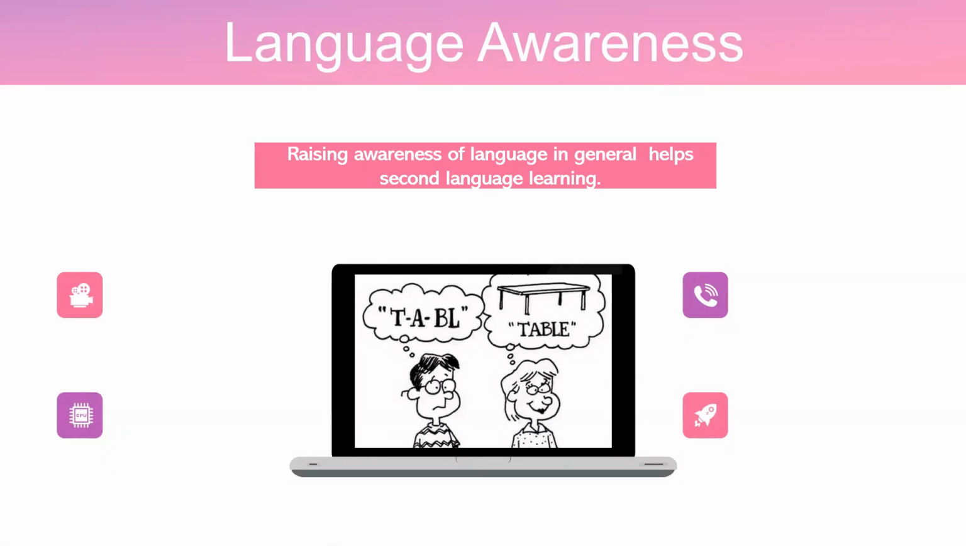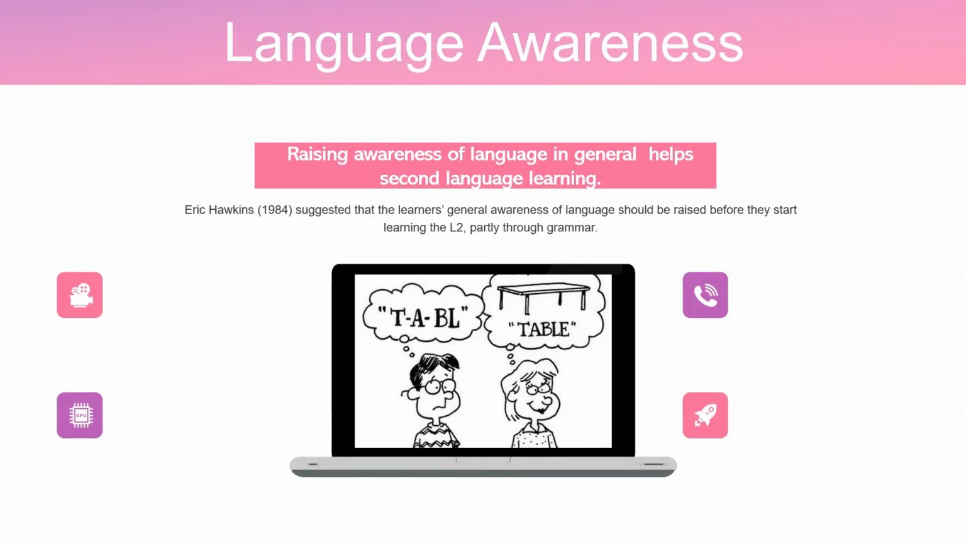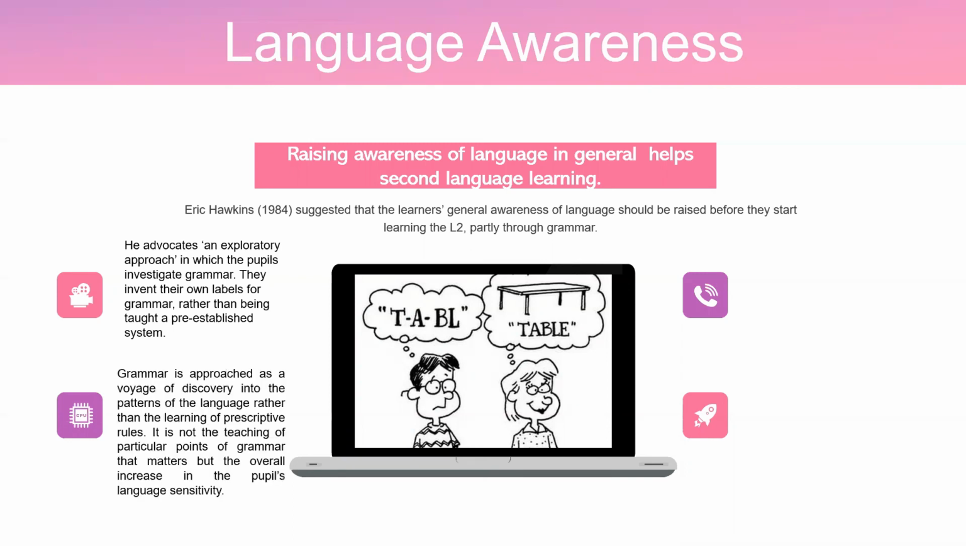Raising awareness of language in general helps second language learning. Eric Hawkins suggested that the learner's general awareness of language should be raised before they start learning the L2, partly through grammar. He advocates an exploratory approach in which the pupils investigate grammar. They invent their own labels for grammar rather than being taught an established system. Grammar is approached as a voyage of discovery into the patterns of the language rather than the learning of prescriptive rules. It is not the teaching of particular points of grammar that matters, but the overall increase in the pupil's language sensitivity.